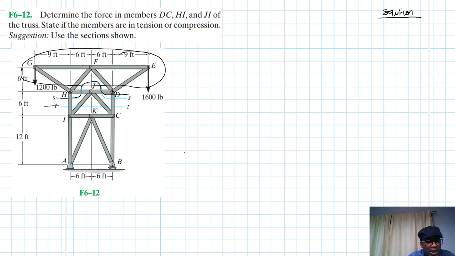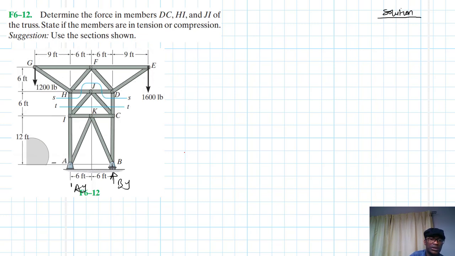Then we'll come and take another section T. For section T, we'll need the reaction forces here, the By, Ay, and Ax. And then we can come and take moments about C, because by then we'll have already found what HI is, so we can find IJ or JI, right? Great. So then let's do that.